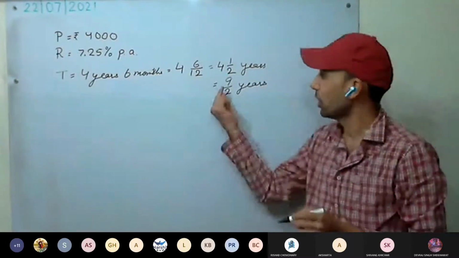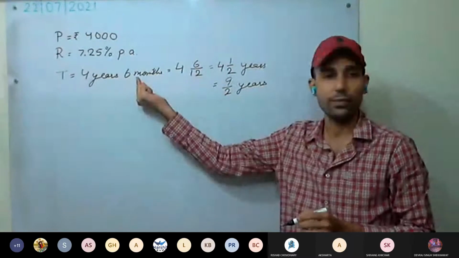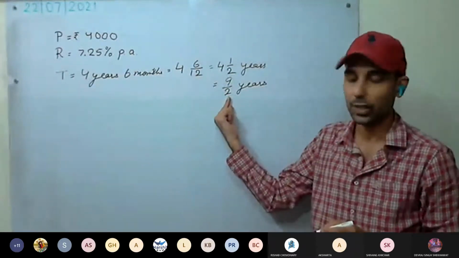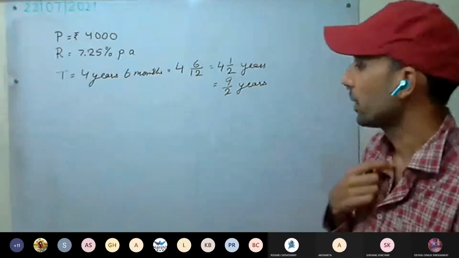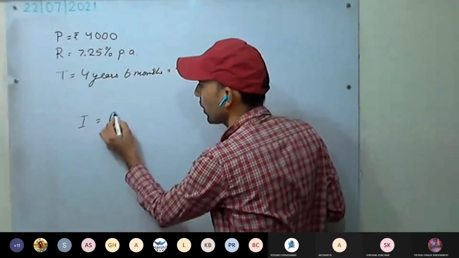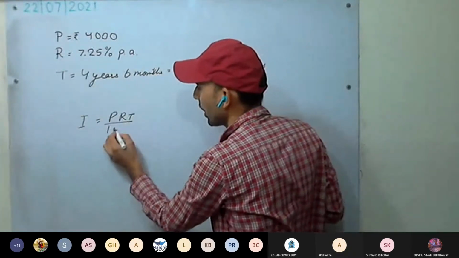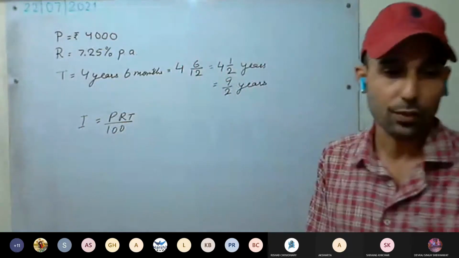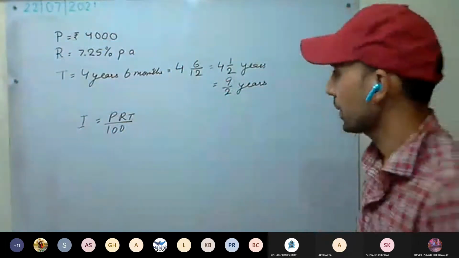As well, you can see 4.5 years. You can get it here. Okay, so you have got the time. Now you have to calculate the interest first. The interest formula is what? PRT upon 100. This is the formula. You have to calculate the simple interest.